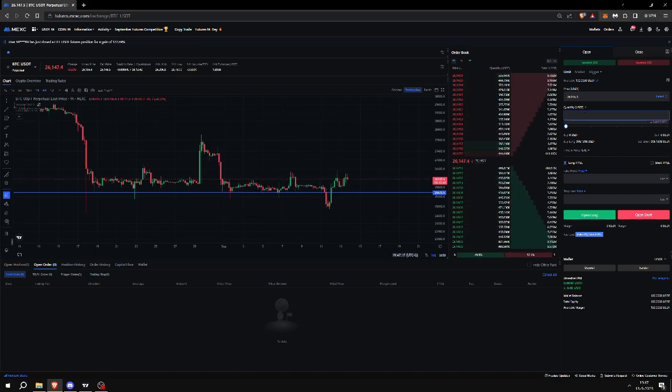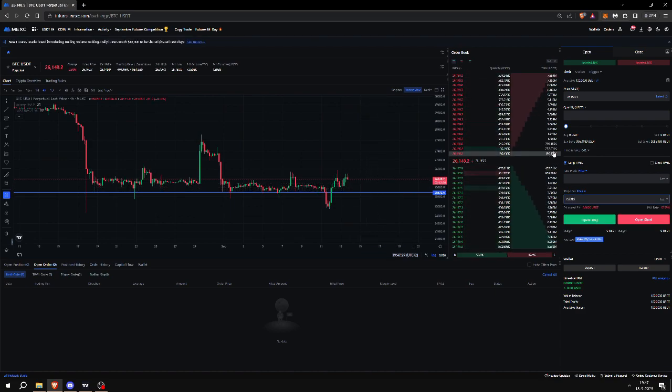So what do I do? I set my order, say I want to buy here, and my stop loss is, say, 25,690, below that low there. I will now adjust this slider to whatever my risk preference is, as long as it stays below that $5 mark, right? That's kind of the goal here.